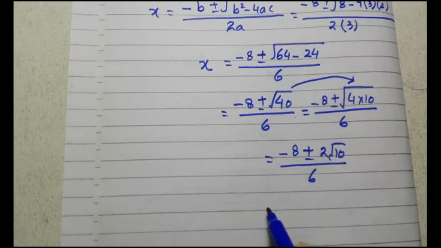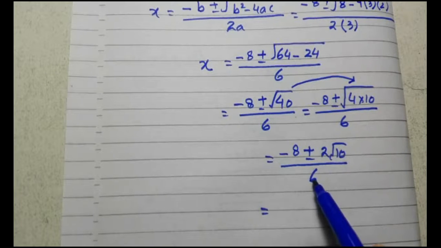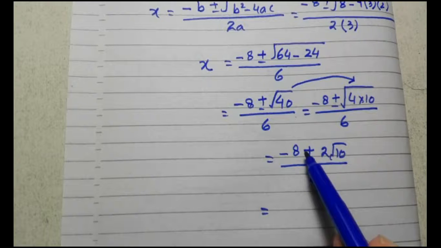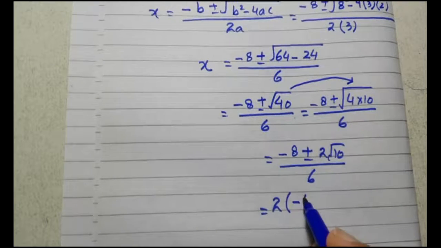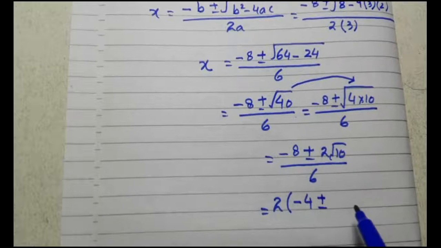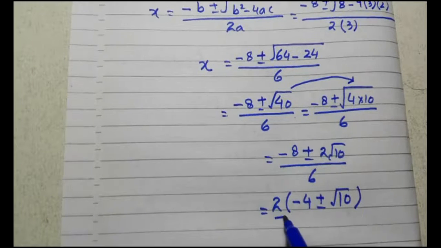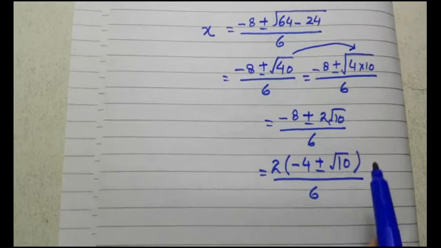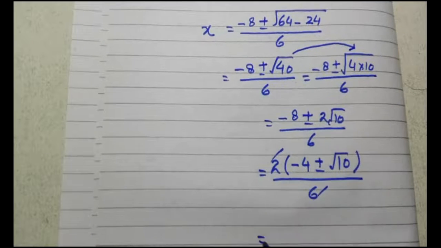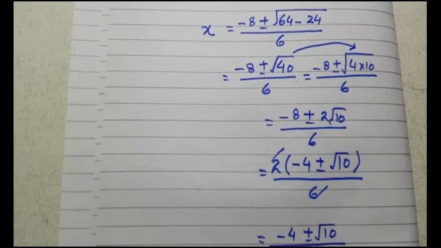Then in the next step, you cannot directly cancel 2 and 6. You cannot directly cancel 8 and 6. I told you earlier that you have to take out some number common. Like 2 is taken as common, it will become minus 4 plus minus under root 10. Once you take this number common, then you can easily cancel the terms. Now you are in a position to cancel 2 and 6. It will become minus 4 plus minus under root 10 whole divided by 3. So this is equals to x.